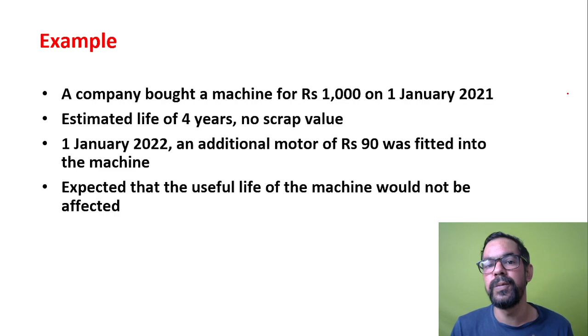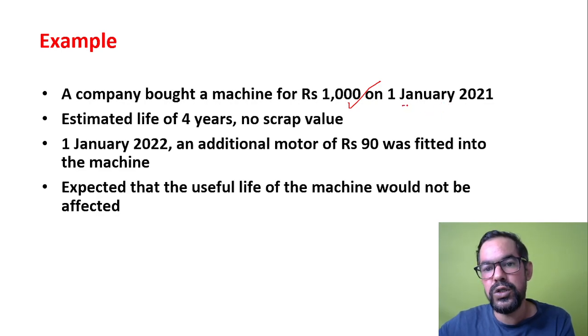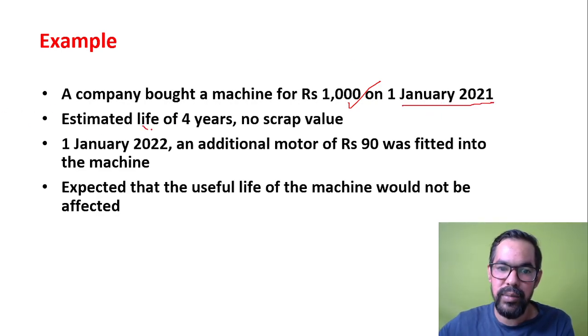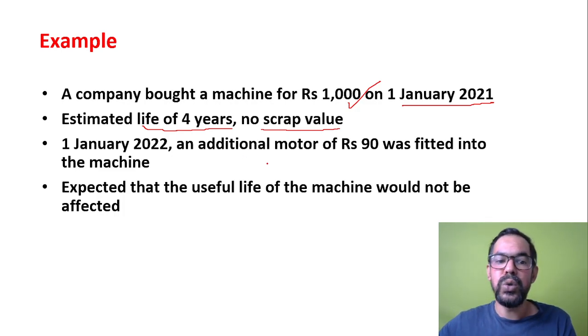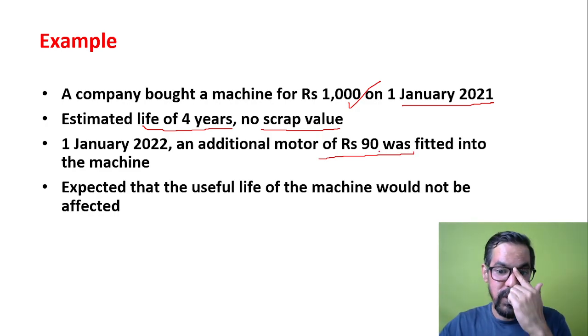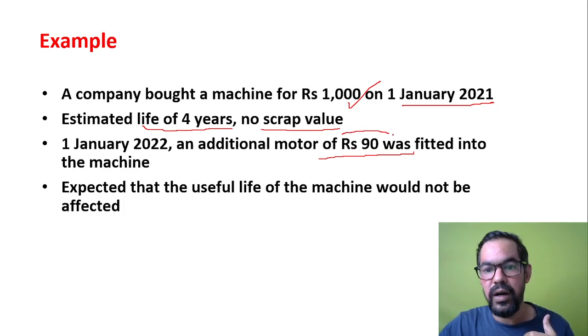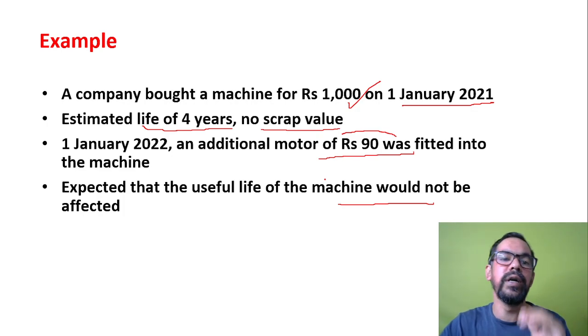I'll give you an example which will give you more clarity. Go through this example, read carefully, so you'll get clarity about these kinds of cases as well. A company bought a machine for 1000 rupees on January 1st, 2021. The estimated economic life of this machine is 4 years, and the salvage value is 0. On 1st January 2022, which means after 1 year, an additional motor of 90 rupees was fitted into the machine. So after 1 year we made a capital expenditure of 90 rupees. It is expected that the useful life of the machine would not be affected, which means the useful life is still 4 years.